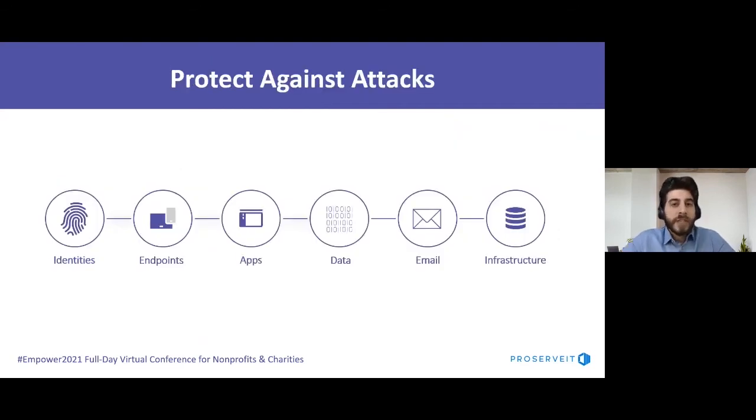Now, the success criteria of having Azure Sentinel run an environment is to help an organization protect itself against these attacks. And the types of attacks that we're looking to protect against are anything around your identities, endpoints, applications, your data, your email, and infrastructure. Now, Azure Sentinel makes this possible by capturing information from those various sources and alerting us when those anomalies occur and automatically remediating if able to.